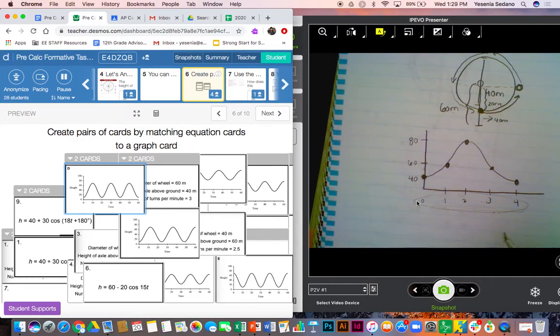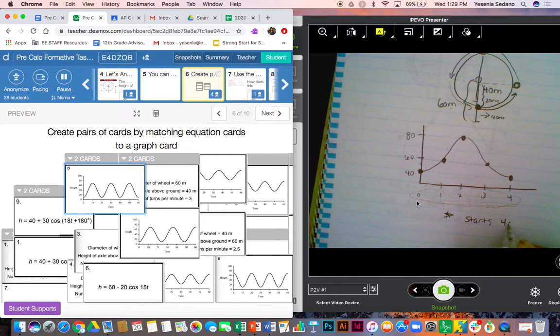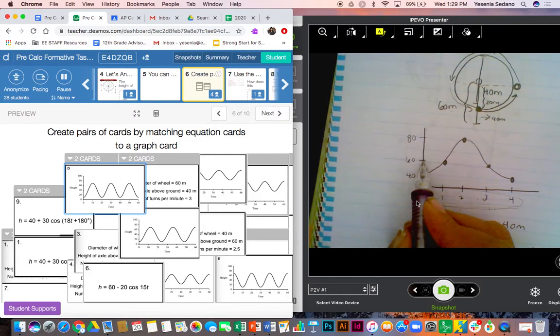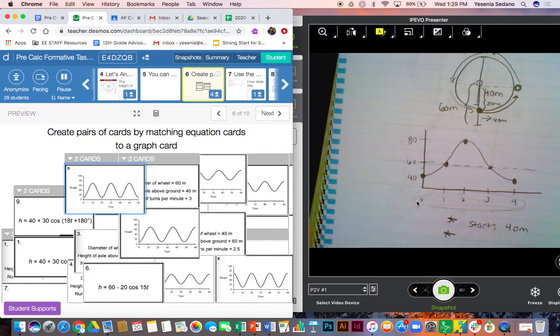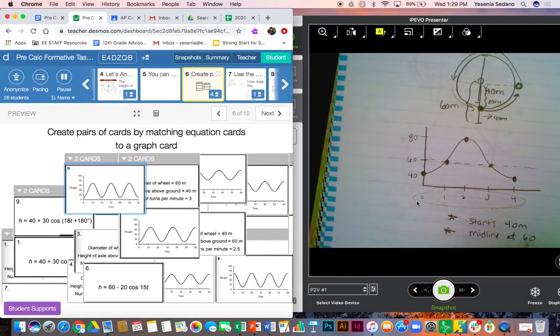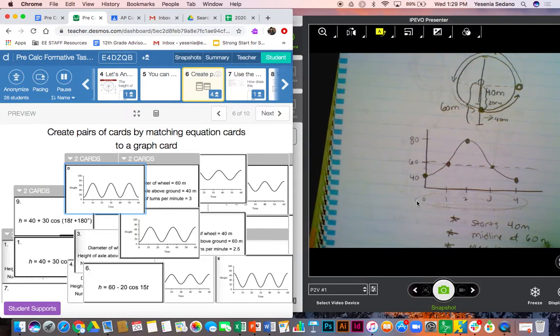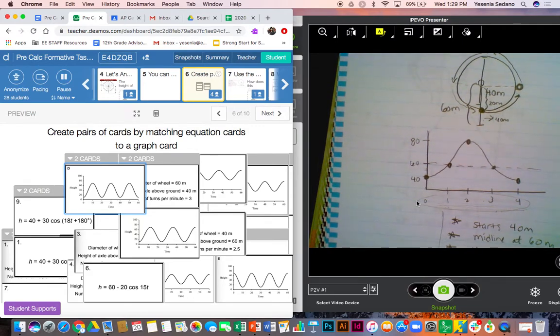So now the next thing is you want to jot down features. One important feature is that it starts at 40 meters. Another important feature is the midline. This is the midline of my cosine function. It's at 60. And then another thing is the maximum is at 80 meters. Those are the key things I'm going to look for when I start to match these graphs. And some of these graphs look very similar, for example if the number of rotations is the only difference.